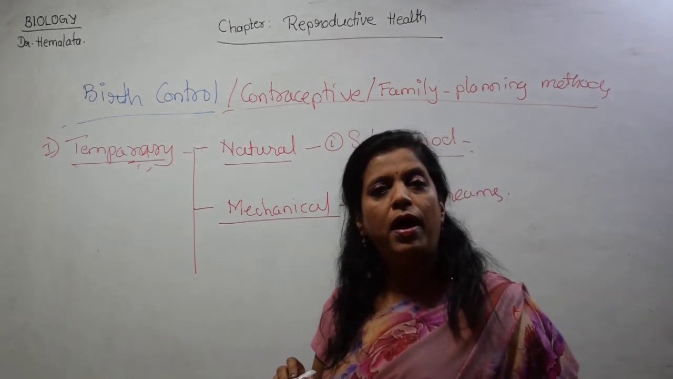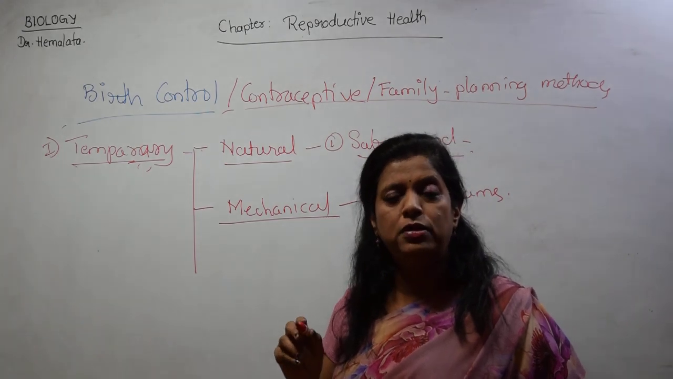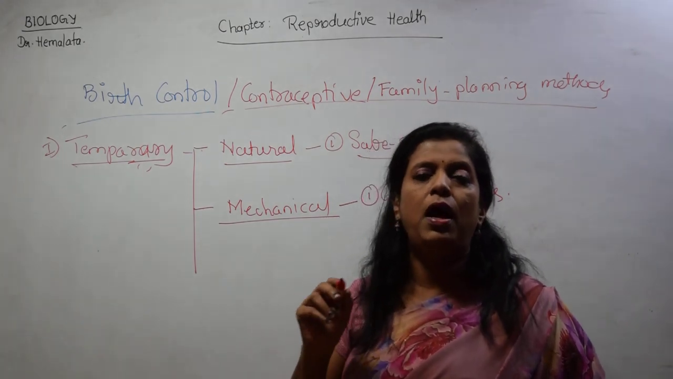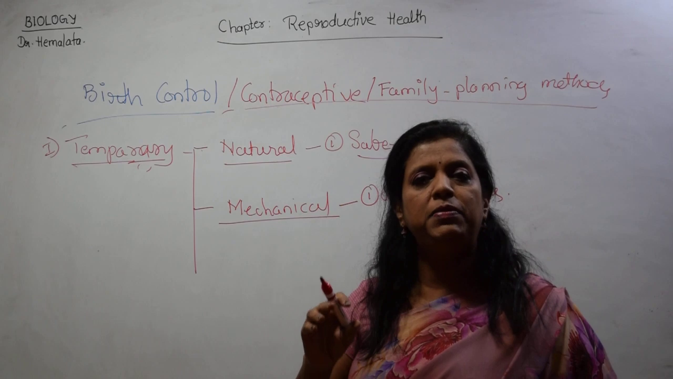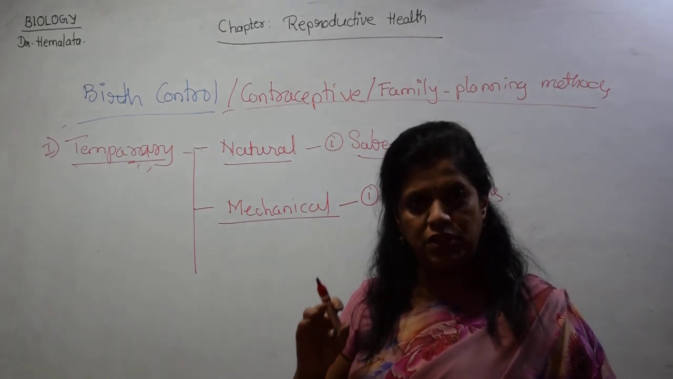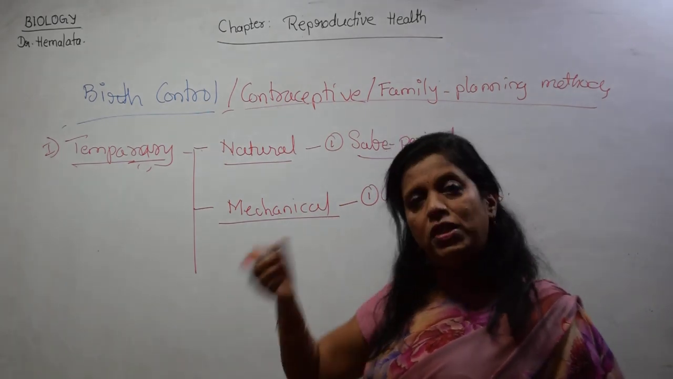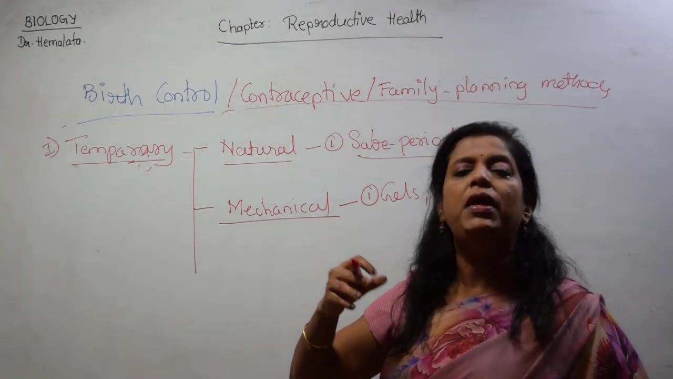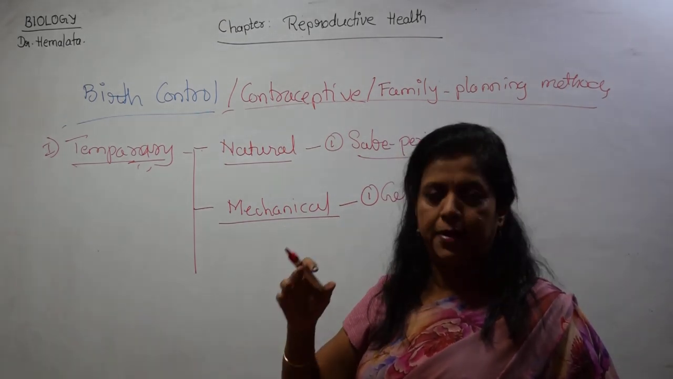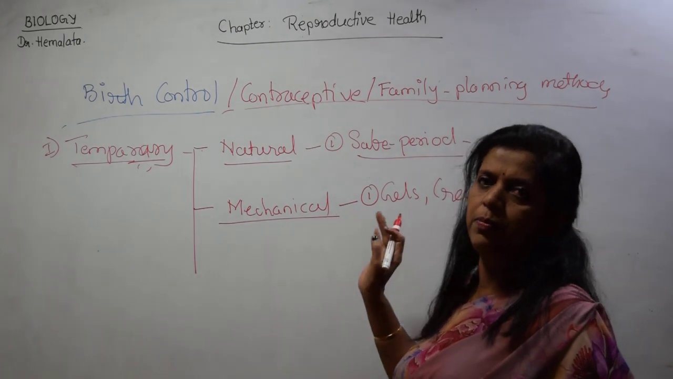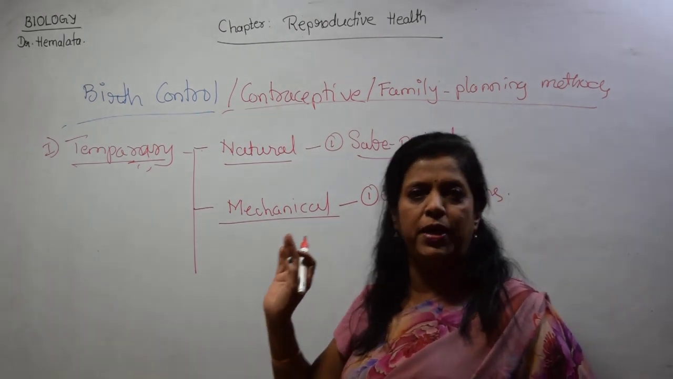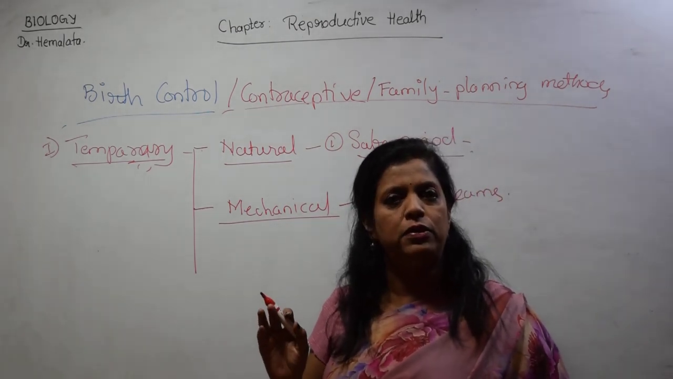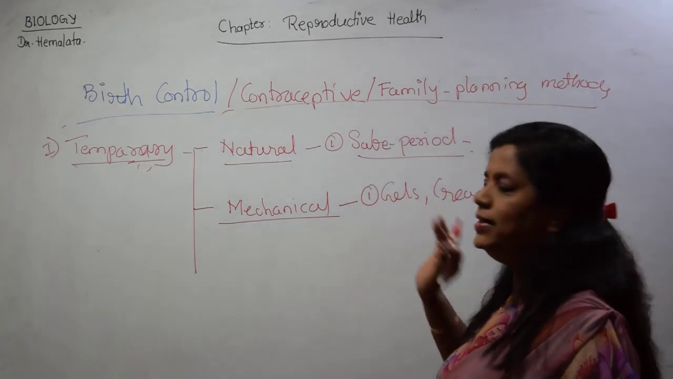Before having coitus or intercourse, the female has to apply certain spermicidal gels in her vagina, so that once the sperms are released, they will be attached to this and get killed. Normally it is made up of some potassium permanganate and other chemicals, so sperms cannot survive in such chemicals. So this is one easy method.